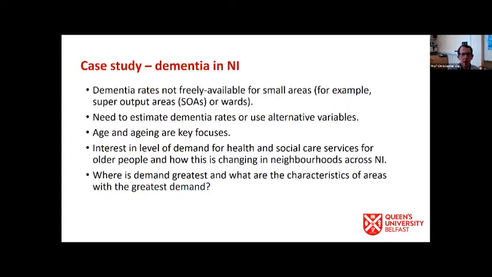Another focus of the project that I'm going to introduce to you is on age and aging. So aging, obviously, I mean, in this case, do we see the age profile of particular areas becoming relatively older, and what implications might that have for services that relate to the process of aging?